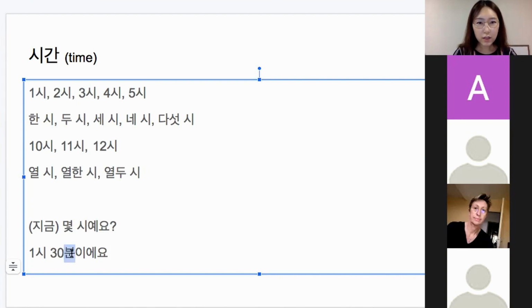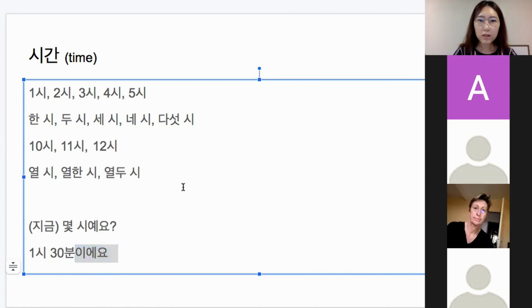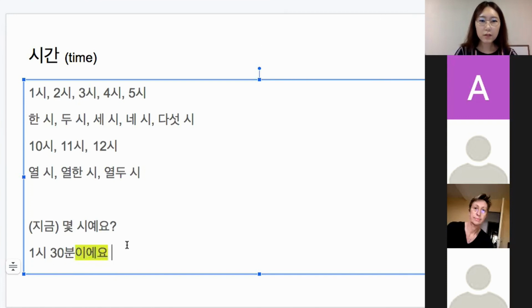In here, there is a 니은 받침 on the bottom. 니은, right? There's a 분, there's a 니은 at the bottom. So we add 예요. There is no 받침 at the end. Then we can add 예요 at the end.